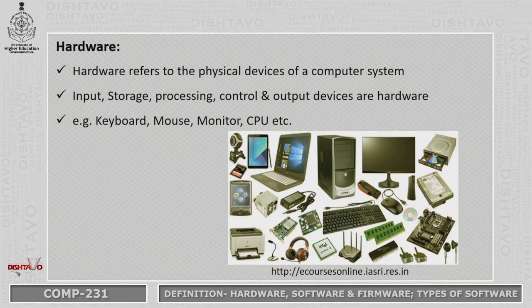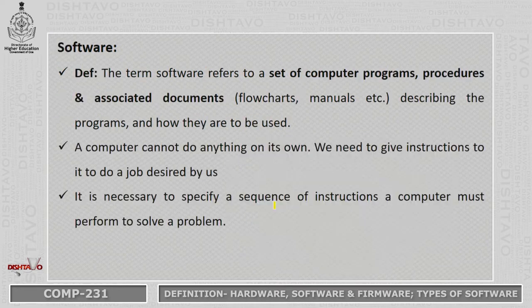Hardware refers to the physical devices of a computer which we can see, like input devices such as keyboard and mouse, storage like CD and hard disk, processing like CPU, control and output devices. All the hardware is shown in this photograph: microphone, charger, mouse, pen drive, everything is called hardware.